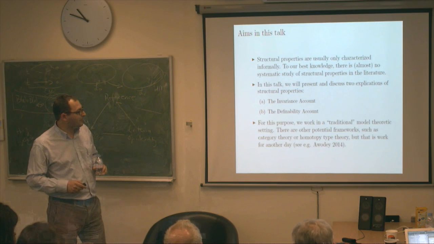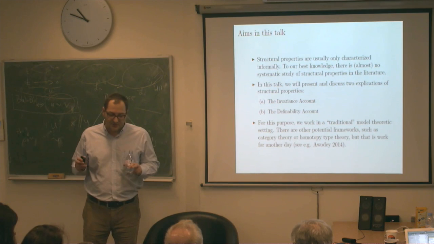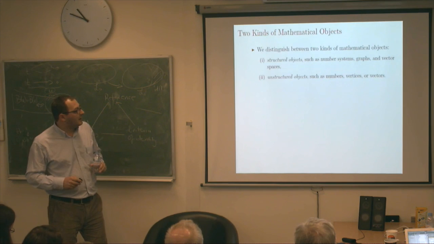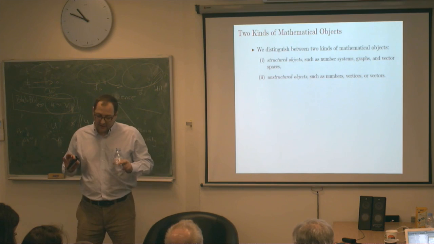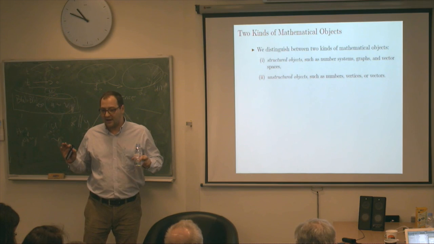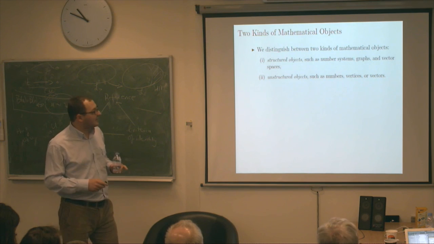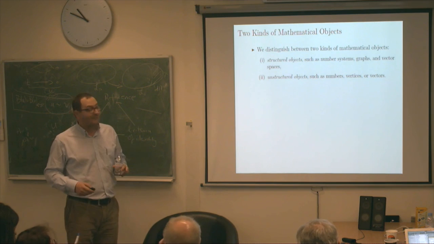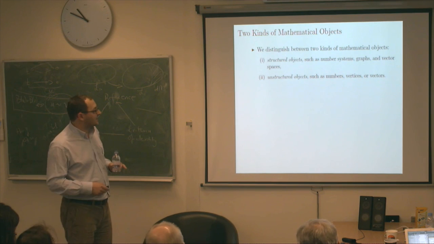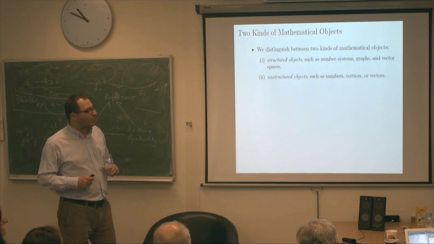The second preliminary point concerns the question what we take as mathematical objects here. And so the background motivation is to give a unified or general account of what structural properties are, and we look at two different kinds of mathematical objects, or more precisely, two different ways of representing mathematical objects. So we make the distinction between structured objects, such as number systems, graphs, groups, and so on, and atoms or unstructured objects, such as numbers, vertices, vectors, that usually live in one of these structured objects.